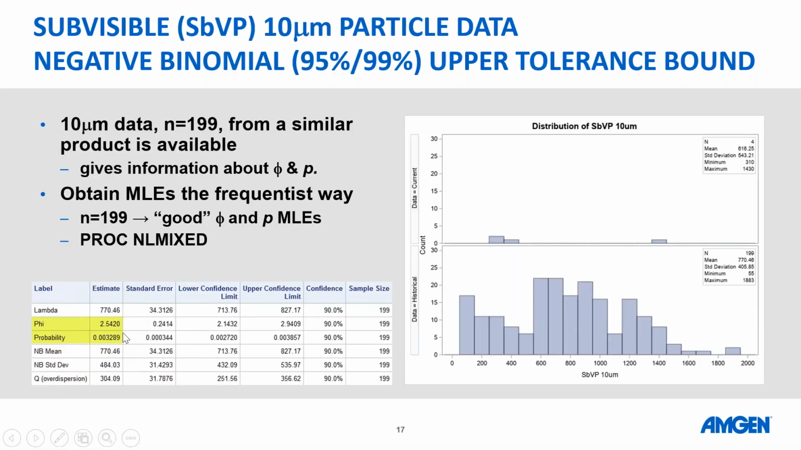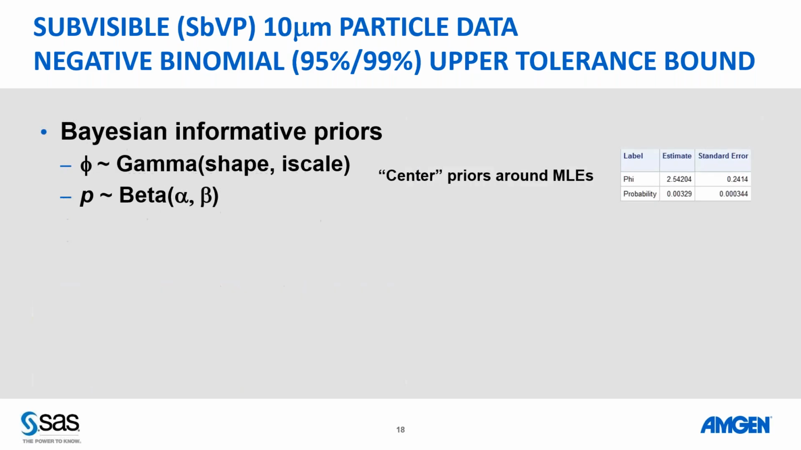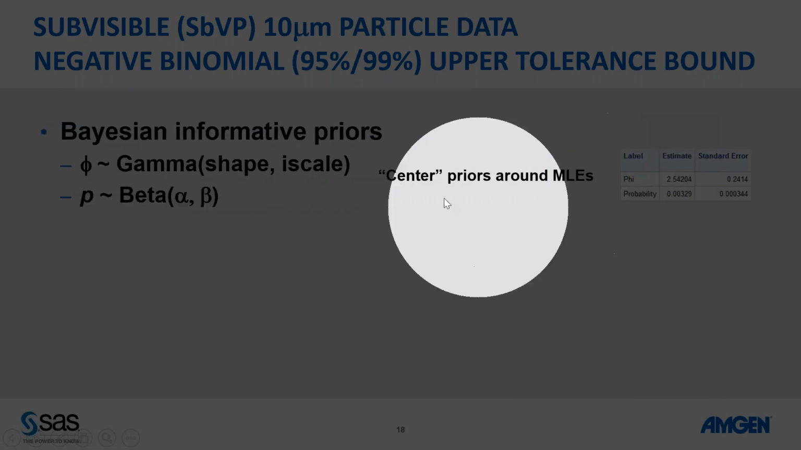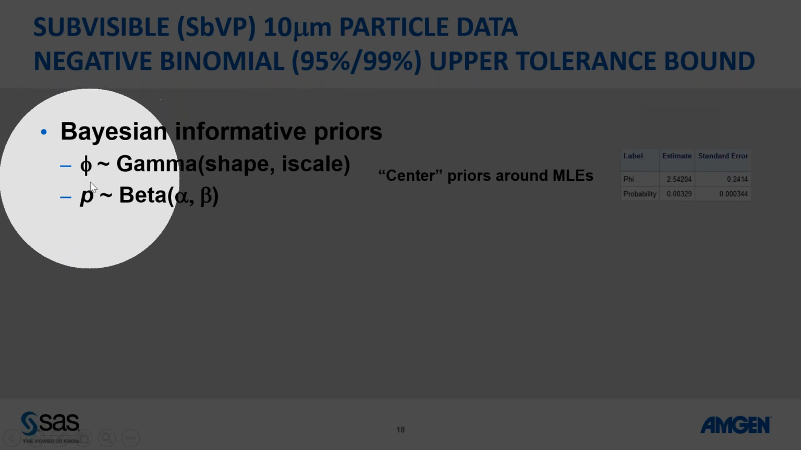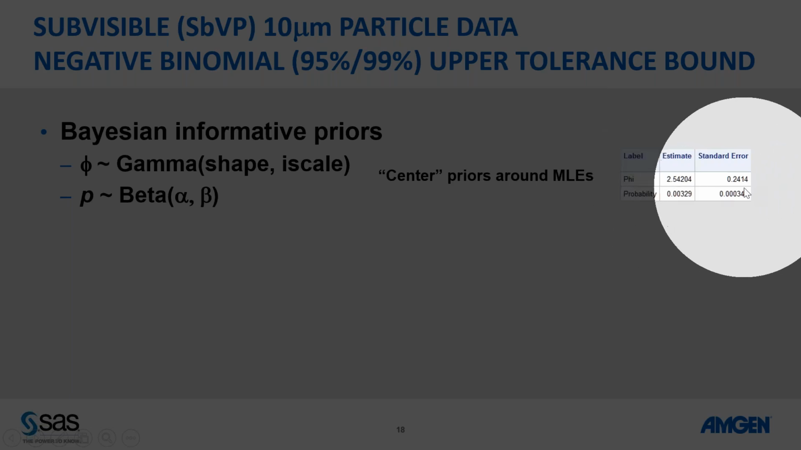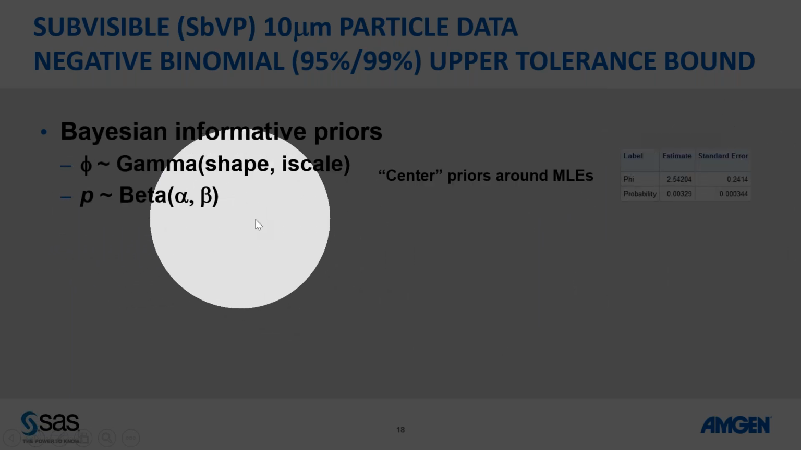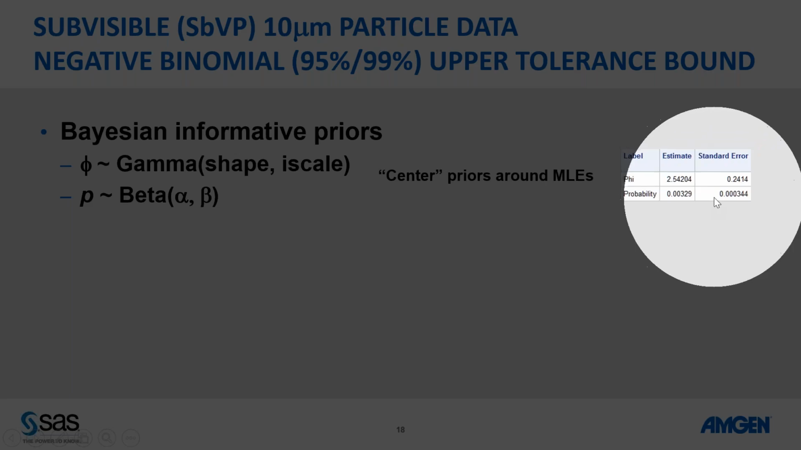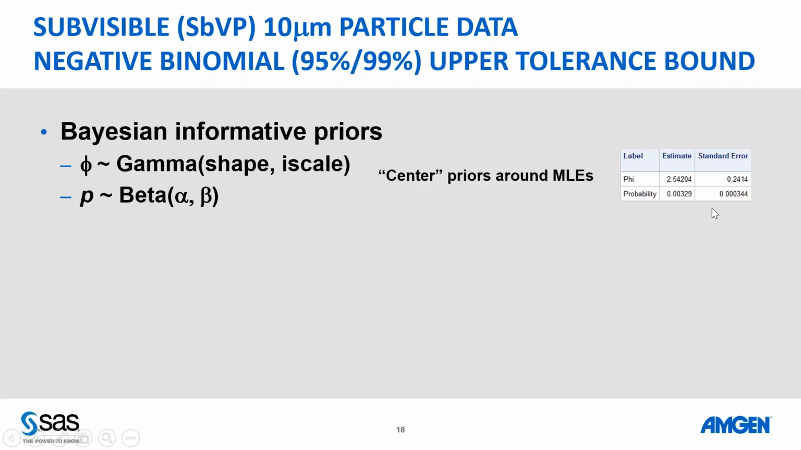Now, how are we going to use that to derive the parameters of the gamma distribution and the beta distribution? Remember, those are the ones we need for the prior. So the trick here is that we are going to center these distributions around the MLEs. I want this distribution for phi, the gamma, to be centered around the 254 with this standard deviation. And for the beta distribution, I want it to be centered around this value with that standard deviation.